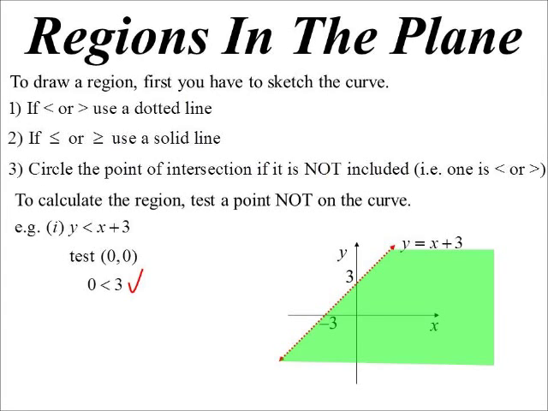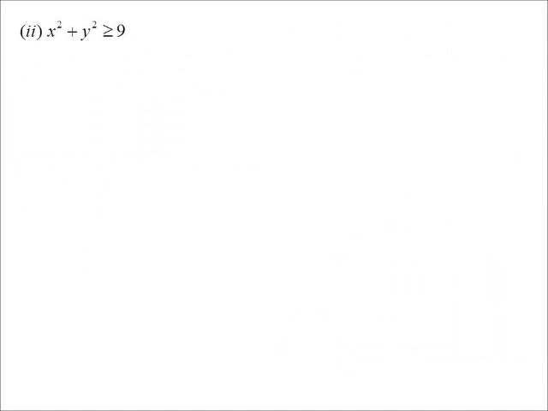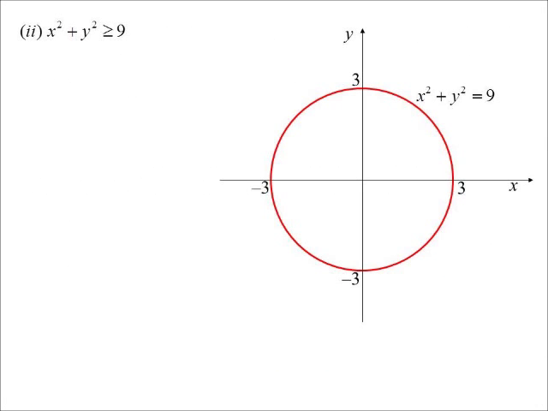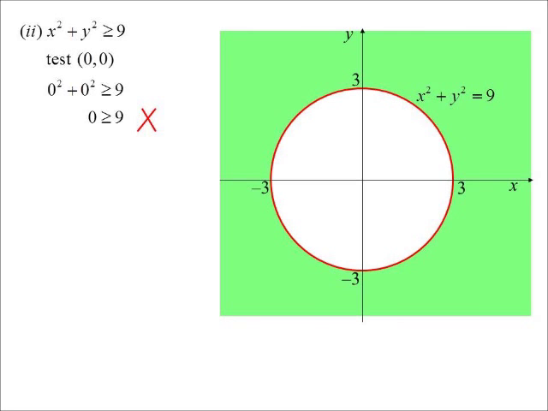Okay. x squared plus y squared greater than or equal to 9. So we're talking about a circle. So the boundary, there it is. In this case, we're saying, are we inside the circle or outside the circle? Again, it's broken up into two areas. I can choose 0, 0 again because it's not on the circle. 0 greater than or equal to 9? No, so we're on the outside of the circle.